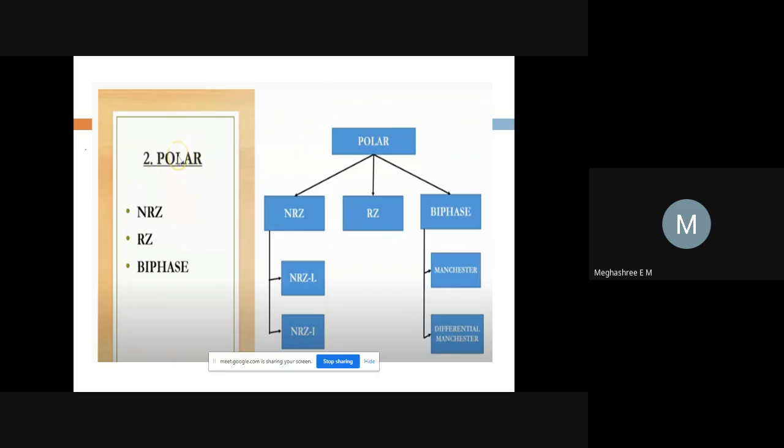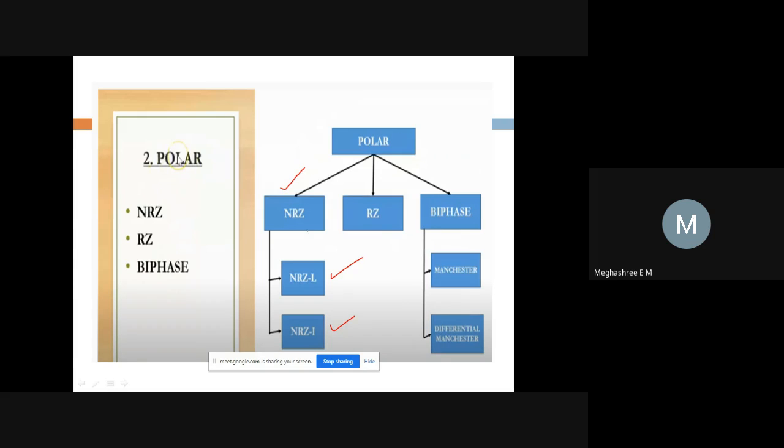Next, we'll move on to the next method under the line coding scheme, that is polar. In polar, there are three methods: non-return to 0, return to 0, and biphase. These are the three methods we are going to study under this polar technique. Let's start with non-return to 0. Under this, again, we have two types: one is NRZ-L, that is non-return to 0 level, and the next one is NRZ-I, that is non-return to 0 inverted.